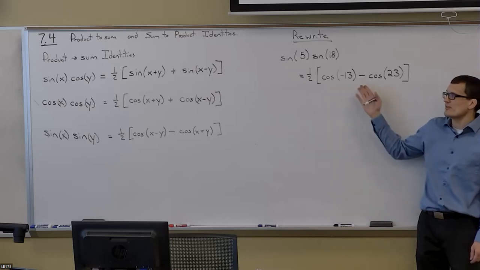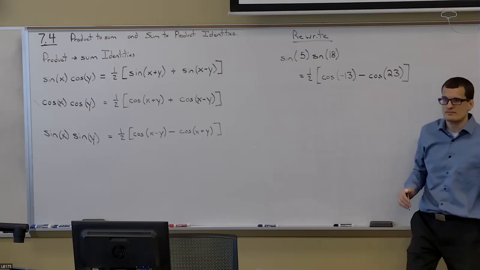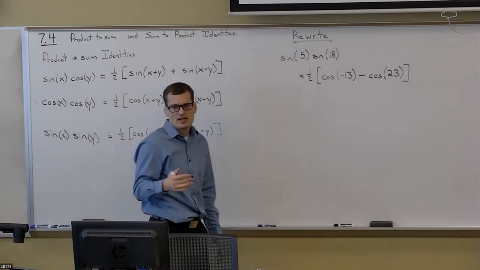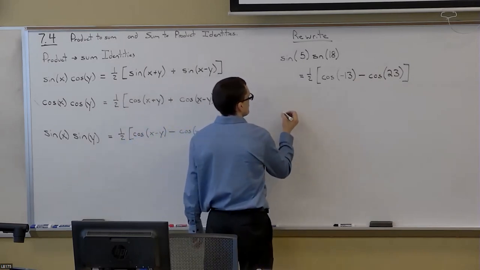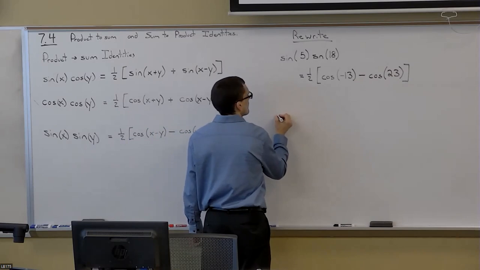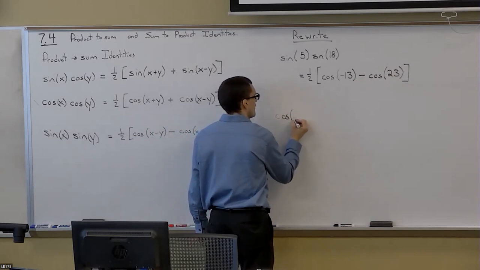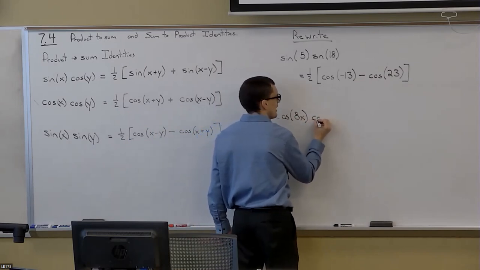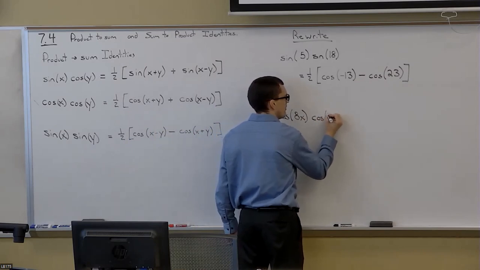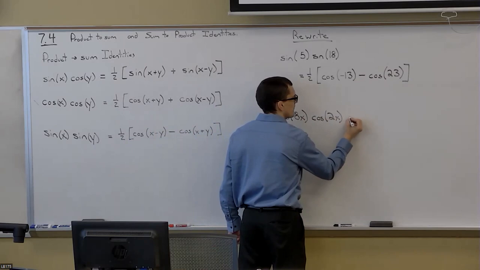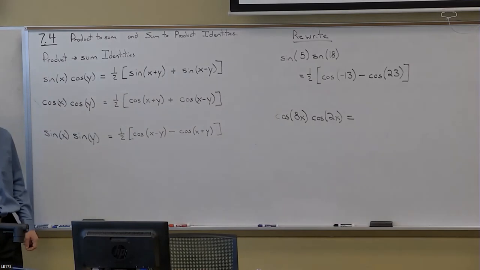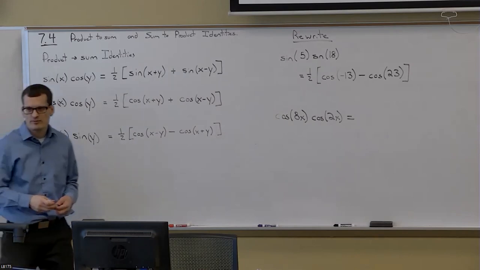Now that's just a rewrite with numbers. Obviously, you could rewrite that with variables and exponents and things of that nature too. So if you had cosine of, let's say, 8x times cosine of 2x, how would you rewrite that? I want you to try that on your own. So I just put in numbers in the first one, but now we have variables in the second one.